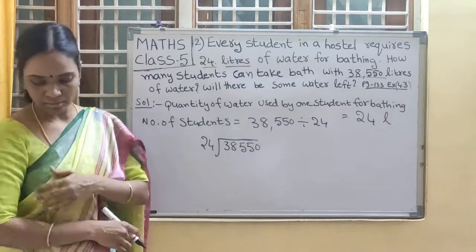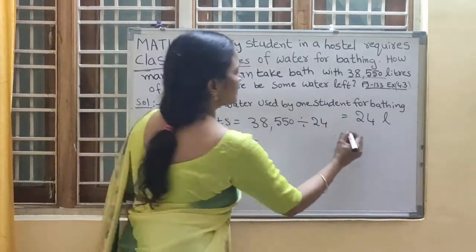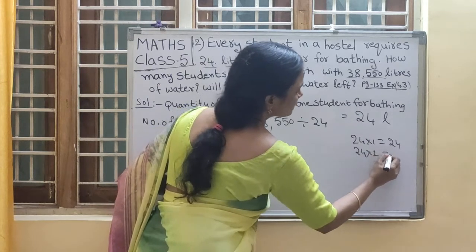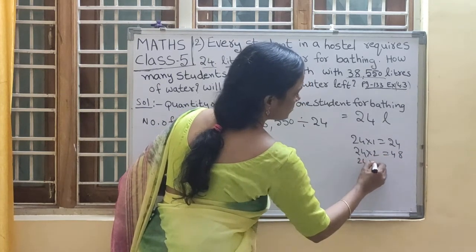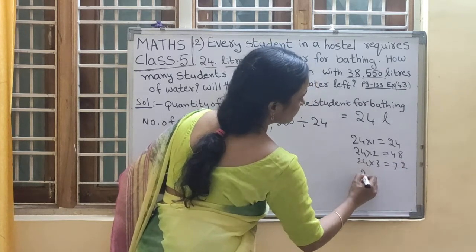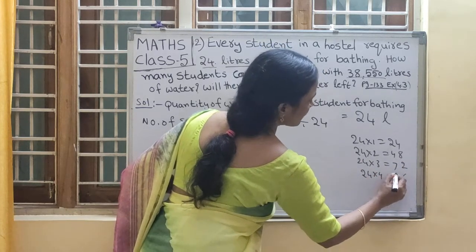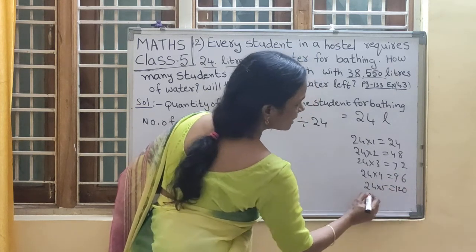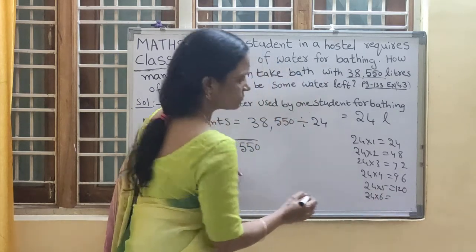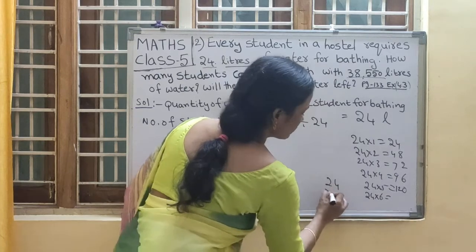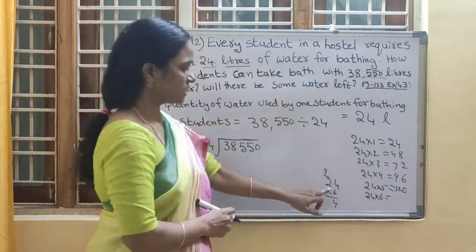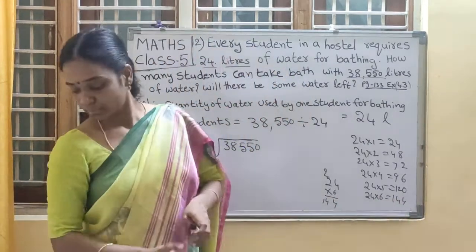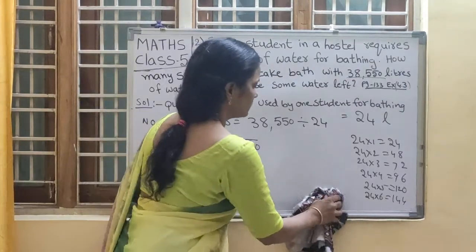24 table, children. So I am writing here the 24 table. 24 ones are 24. 24 twos are 48. 24 threes are 72. 24 fours are 96. 24 fives are 120. 24 sixes are, again take multiplication, 24 into 6: 6 fours are 24, 6 twos are 12, 12 plus 2 is 14, 144. Okay, we will see. After that we will write.